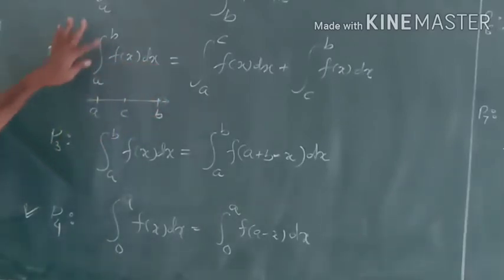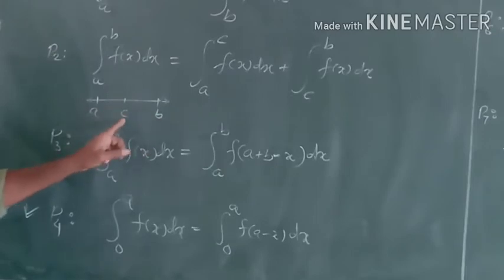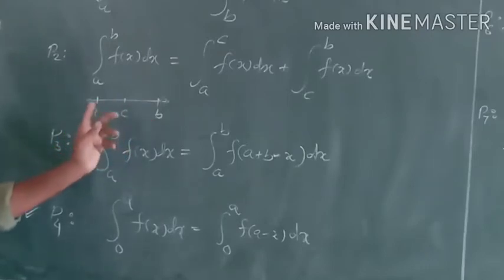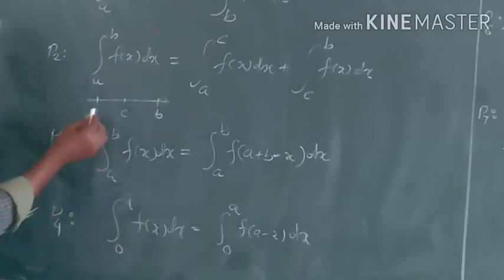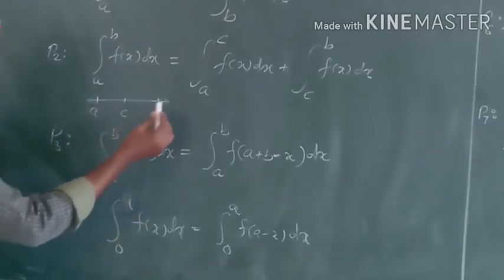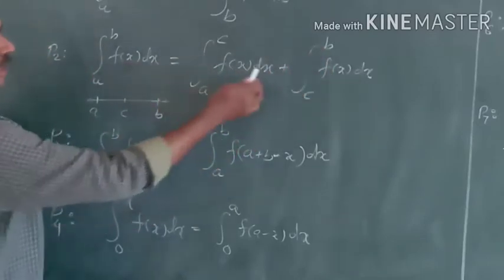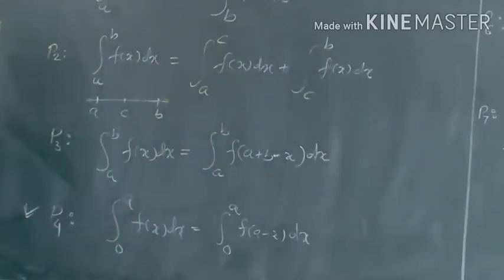Now P2, the second property. Integral a to b. If you want to break this limit, this is a to b and there is a point c which lies between a and b. So we will break it like this: from a to c and c to b, and write f(x) dx in both integrals.